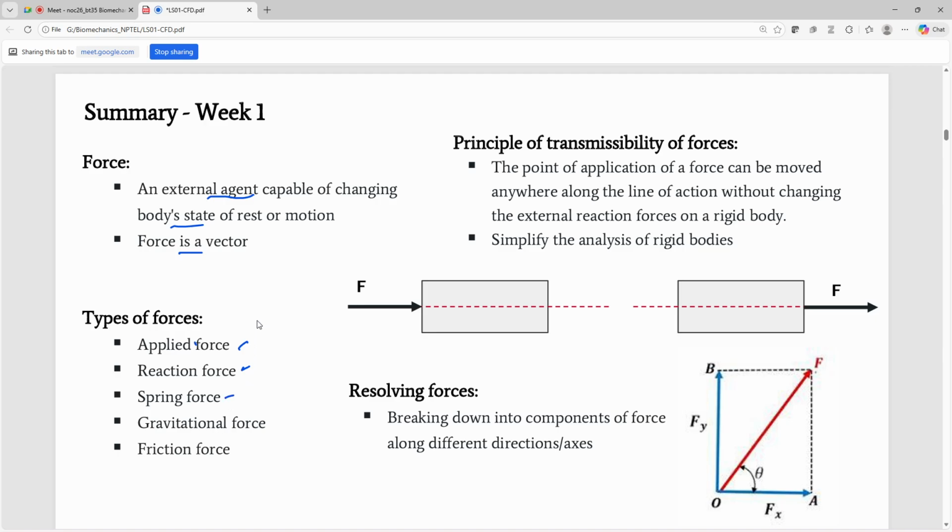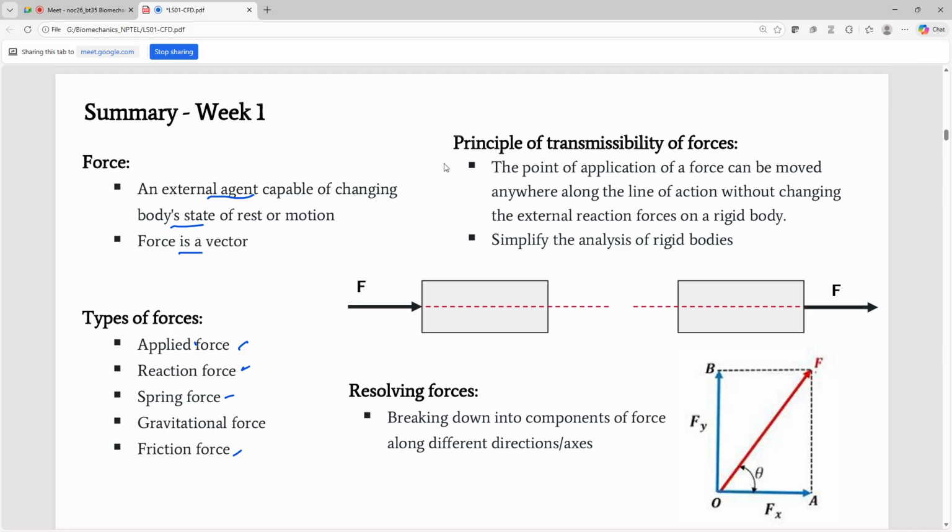Spring force: everybody knows what a spring is. When a force is applied to a spring, it stores it, and once the force is removed, it gives back that stored force. That is called spring force. Gravitational force is the force of attraction due to gravity. Friction force is the force due to surface roughness.